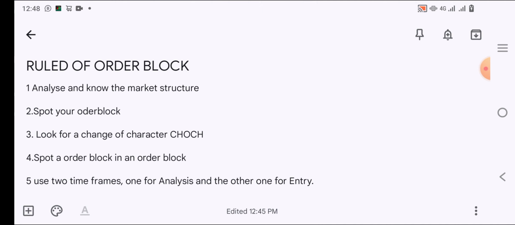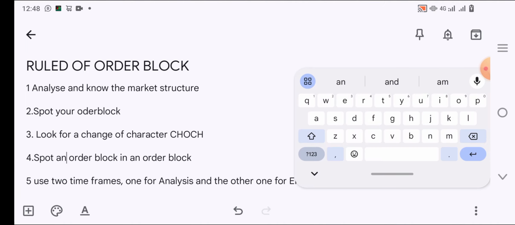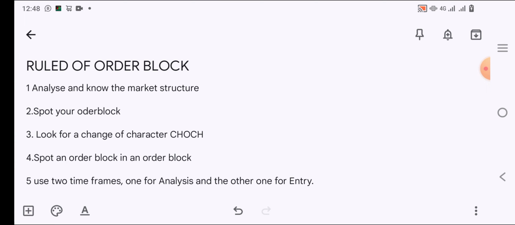When you spot your first order block, the third rule is look for your change of character. Once you see your change of character, number 4, spot an order block in an order block. So when you spot an order block in an order block, number 5, use 2 time frames, one for analysis and the other one for entry.